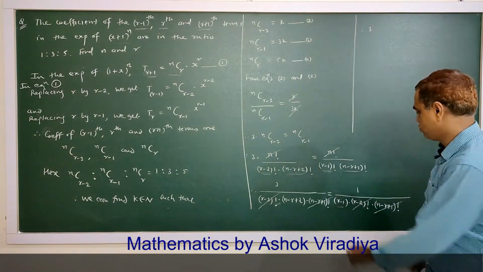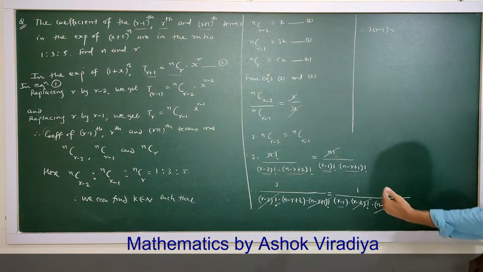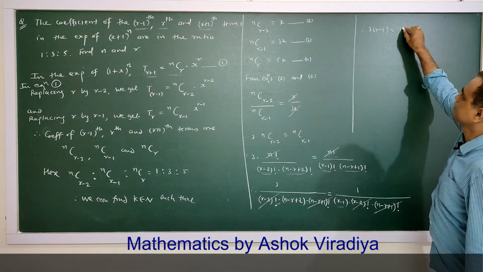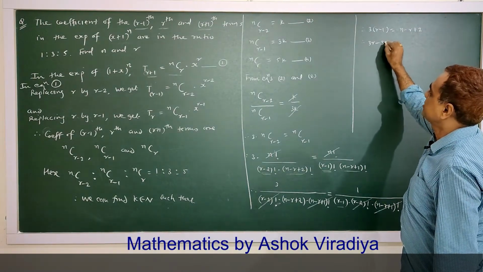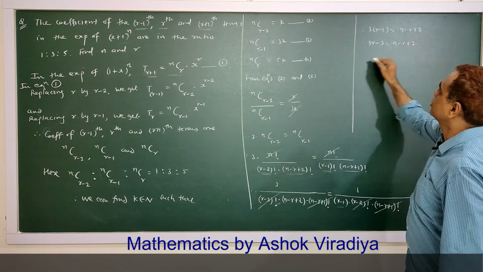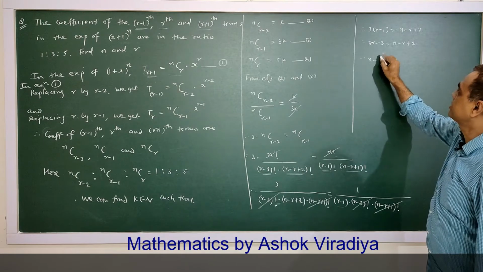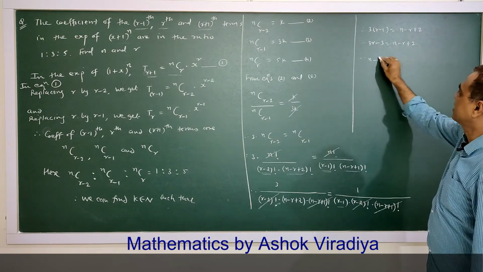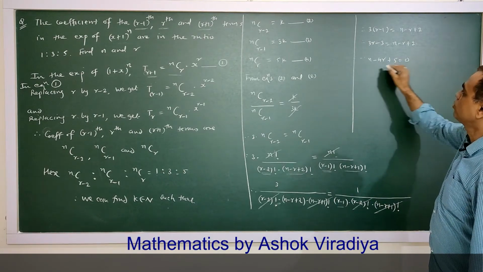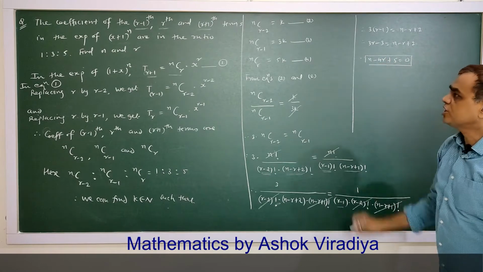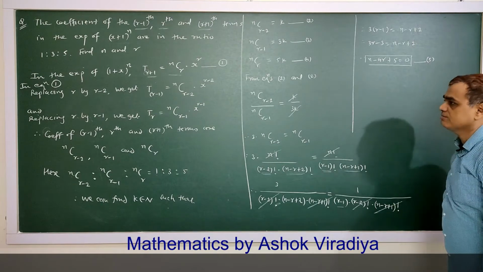3 into r minus 1 equals 1 into n minus r plus 2. Therefore 3r minus 3 is n minus r plus 2. So this is n minus r minus 3r. So n minus 4r plus 5 equals 0. So this is a relation between n and r. Suppose this is equation number 5.